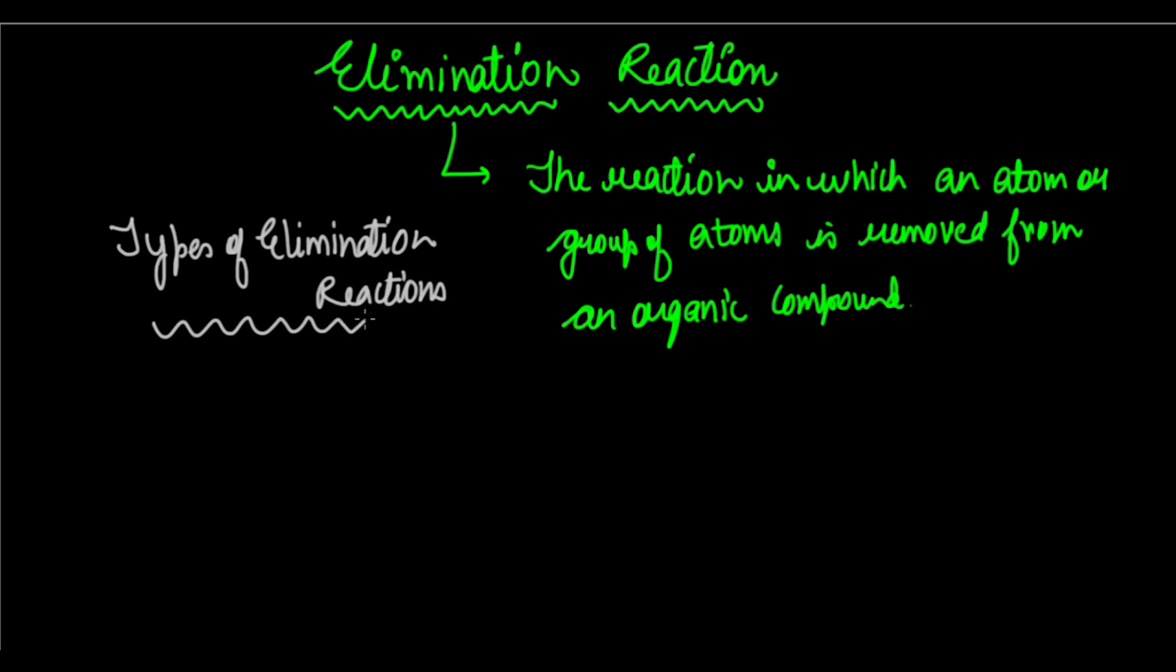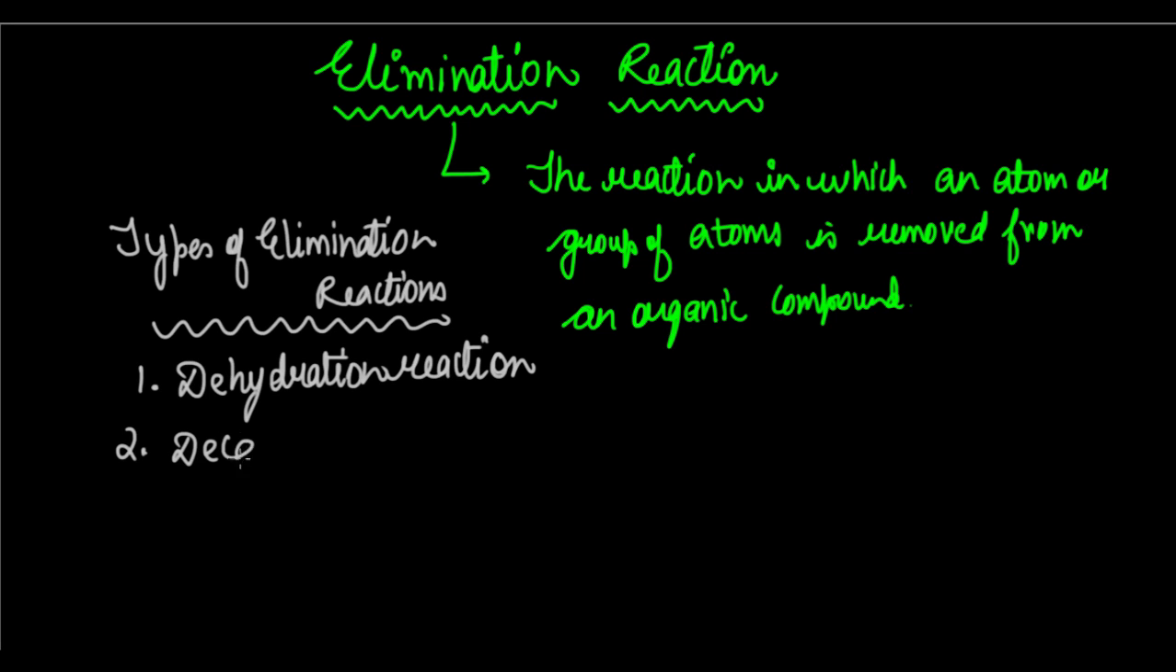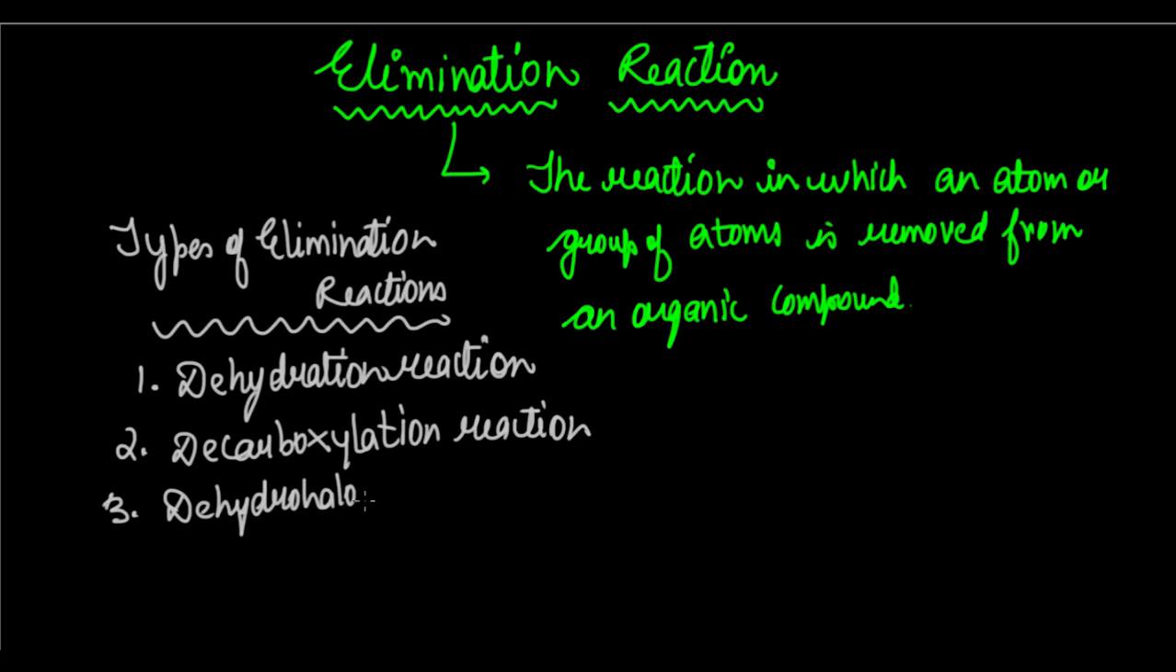Okay, three elimination reactions. First one, dehydration reaction. Second is decarboxylation reaction. And the third is dehydrohalogenation reaction. So these are the types of elimination reactions.